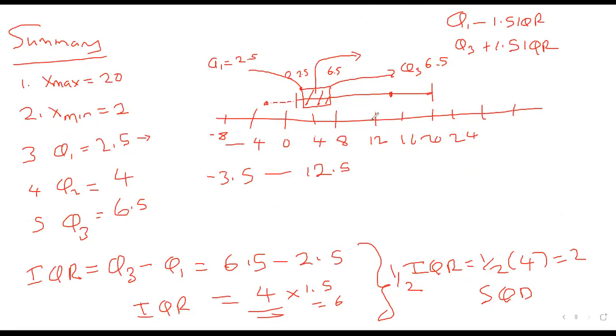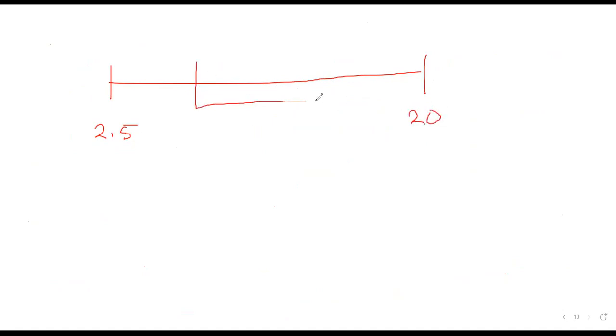I repeat, how do we draw the box and whisker diagram? We went to the lower value here. If you don't want to sketch it, the lower value was what? 2.5. And the higher value was what? 20. Then we draw the box here. All right. The lowest value, sorry, was what?